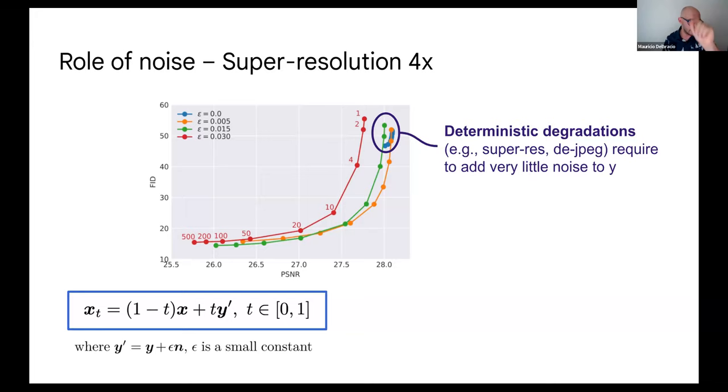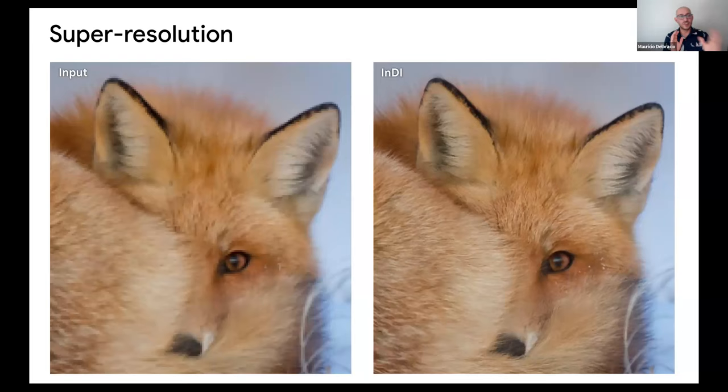And noise plays a significant role on degradations that are deterministic, for example, super resolution with a standard linear kernel or compression. Check our papers for more experiments regarding this. But let me show you a bunch of results in different restoration tasks.